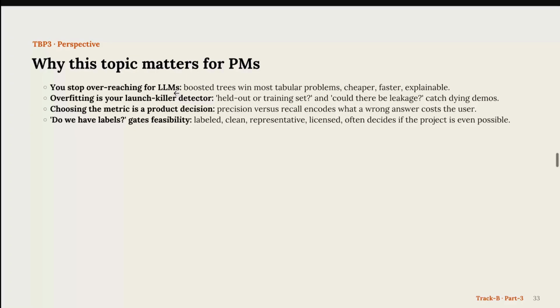Overfitting is your launch killer detector. Have we got the accuracy correct on the evaluation and the test set, not just on the training set? Could there be feature leakage? All this we need to catch. Choosing the metric is a product decision. Precision versus recall versus F1 score, what will we choose? Do we have labels? That determines feasibility. If there are no labels, we cannot run a supervised linear regression model or a logistic regression model.